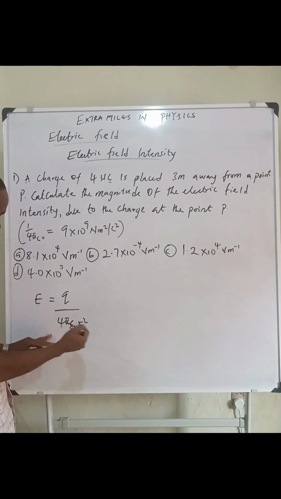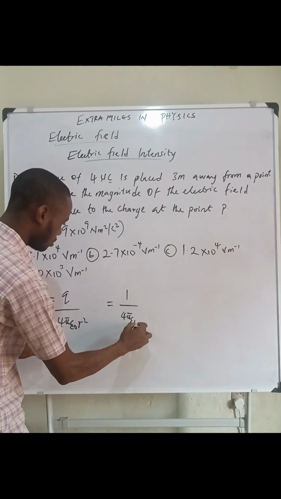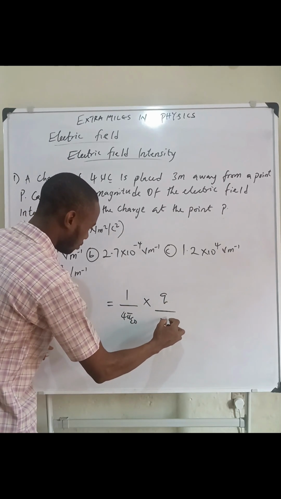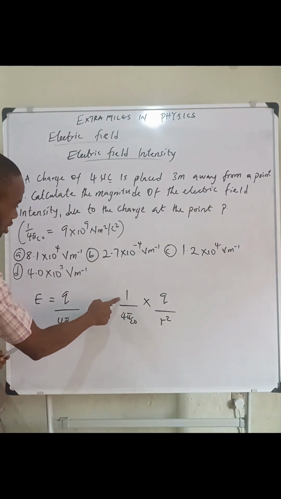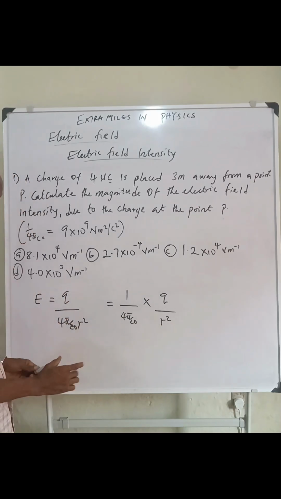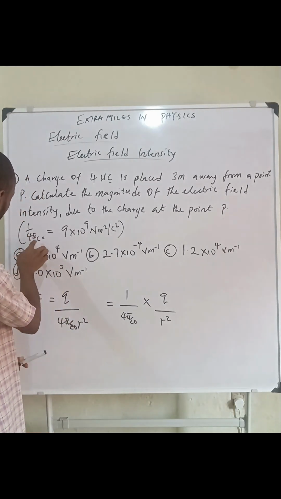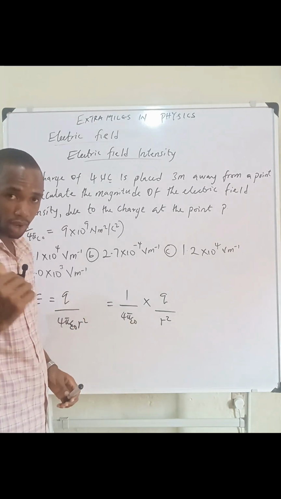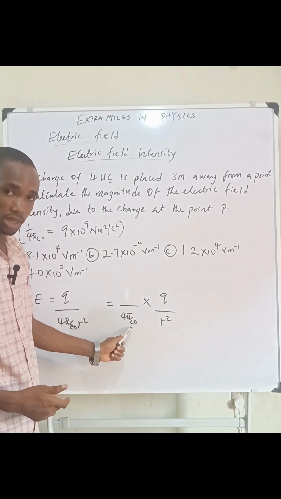Now remember that we can split this to have something that will look like this: 1 over 4 pi epsilon naught multiplied by Q over R squared. Please confirm, I hope you know that they are the same. When this multiplies this, I'll have this. I'm just splitting it so that we'll avoid confusing ourselves, because 1 over 4 pi epsilon naught is giving us this. Are we together? If it's not clear, maybe you can watch the previous video where we did Coulomb's law, because we have another way of doing this if you like.